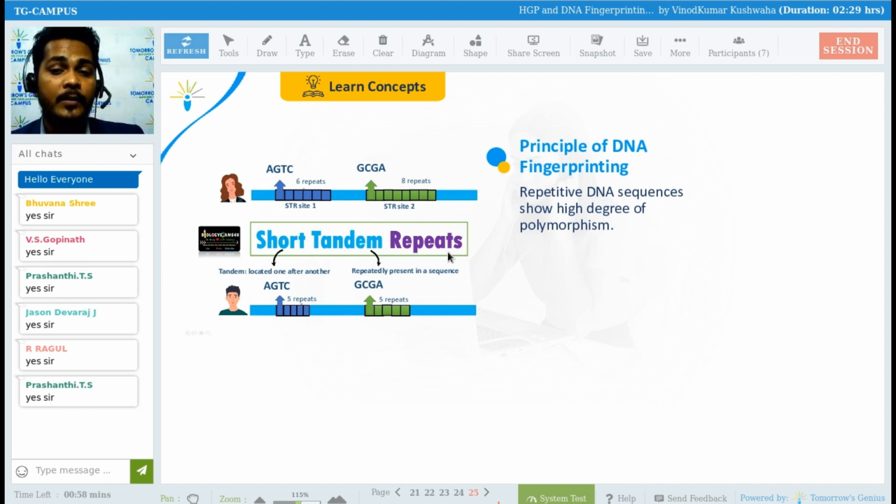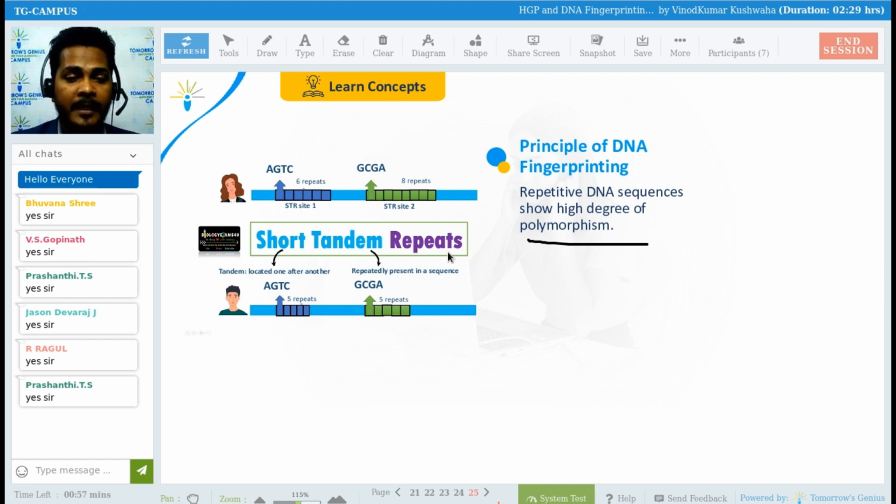Now this repetitive sequence shows a high degree of polymorphism. What is polymorphism? You know that the mutations in the non-coding sequence have piled up with time and form the basis of DNA polymorphism. So these polymorphisms, that is variations at the genetic level, arise due to mutations. So DNA polymorphism is the basis of genetic mapping of the human genome as well as DNA fingerprinting.